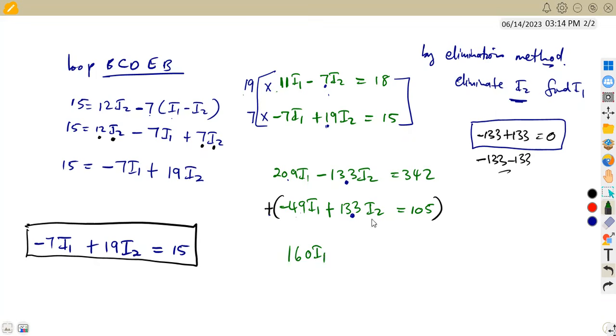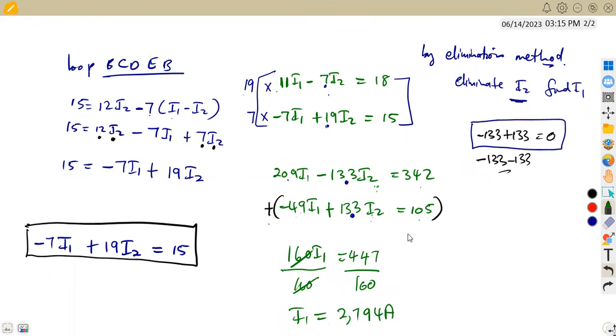So like I said, if we add these two, we are simply eliminating I2, to get rid of current 2. Okay, 342 plus 105, we are going to obtain 447. Then divide both sides by 160, and we've got I1. So current 1 is going to give us 2.794 amps. That is to 3 decimal places. It depends on the instruction that you're given, whether it is to 3 decimal places or so forth.